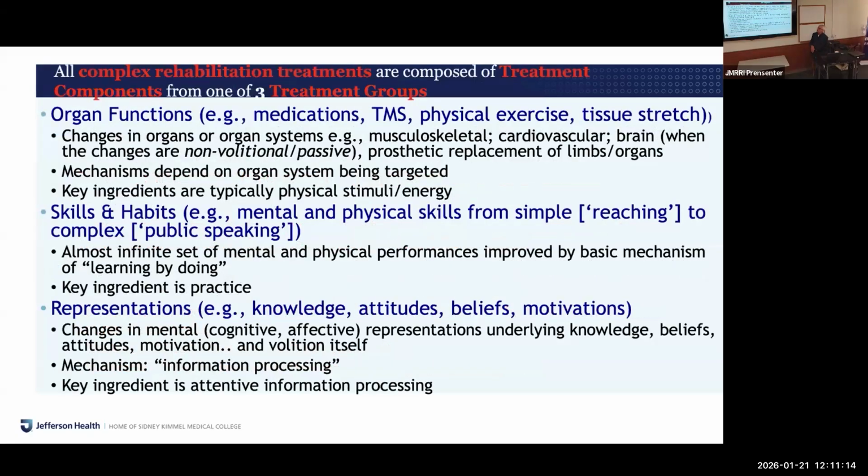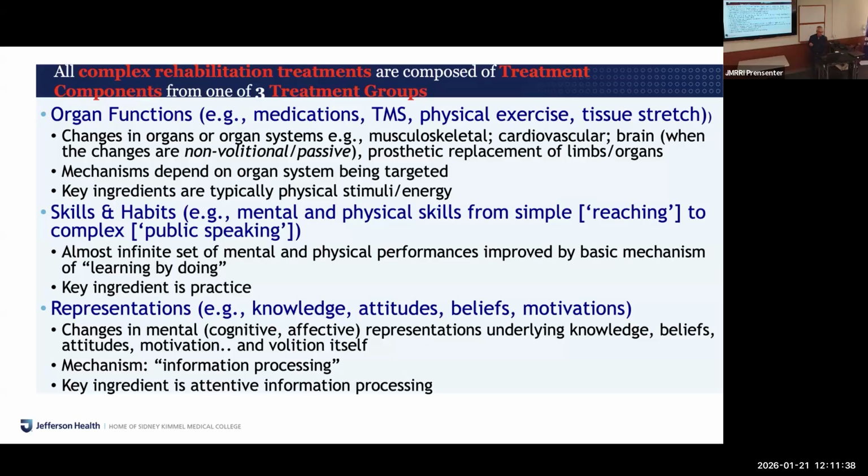Okay, now we're almost through the introduction for those of you who are unfamiliar. When I said that we need to break down complex treatments into their parts, we further argue that those parts exist in three categories. All rehabilitation treatment components, that's one of the parts of a complex treatment, fall into one of these three groups.